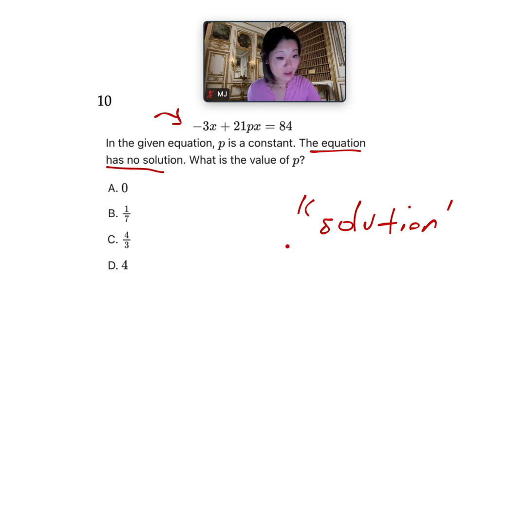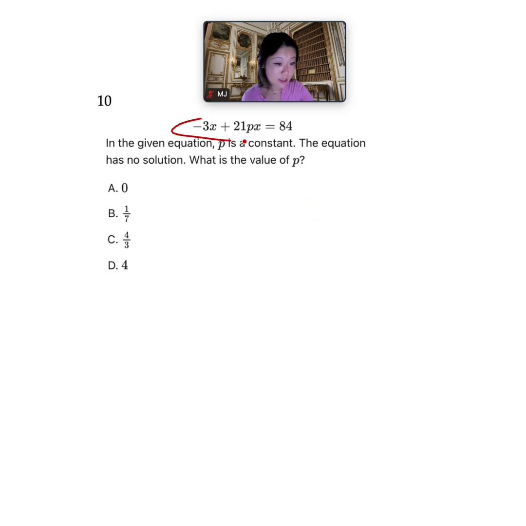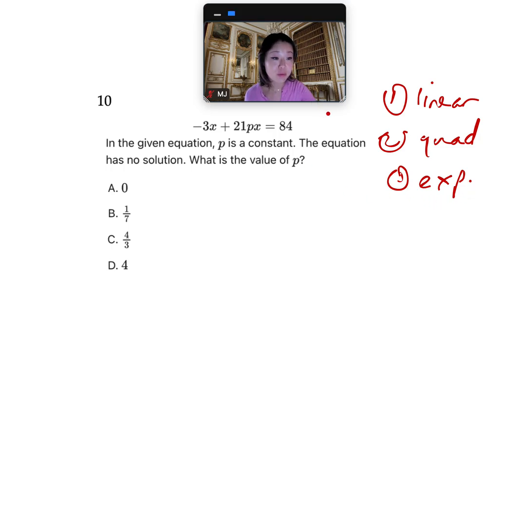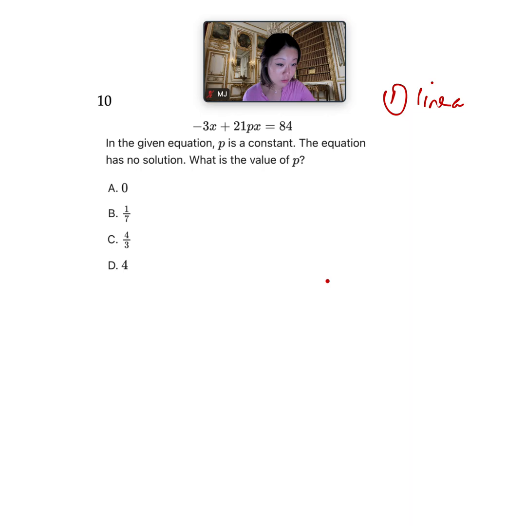Something that's always good when they present you with an equation like that is to identify what kind of equation you're dealing with. And here on the SAT, you can only deal with three: linear equations, quadratics, and exponential. If you said linear, you would be correct. As long as there are no exponents or anything like that, and it's all flat up here, you're definitely dealing with a linear equation. So what is this thing about no solution?